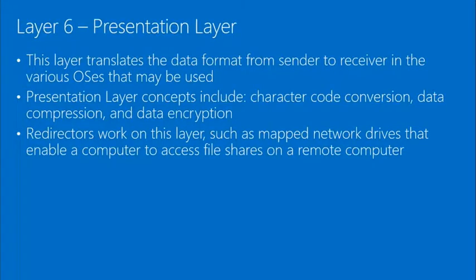Layer 6, the presentation layer, translates data format from sender to receiver in various OSs that might be used. Concepts include character code conversion. Remember I mentioned maybe ANSI versus EBCDIC. Not necessarily keyboard types, but data representation. How do you represent an A in this system versus how do you represent an A in this system? Presentation layer is the one that translates that. Redirectors work at this layer, such as map network drives that enable a computer to access file shares on a remote computer. Again, a translation system.